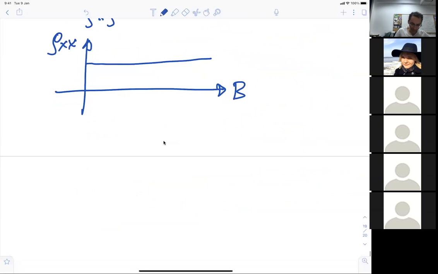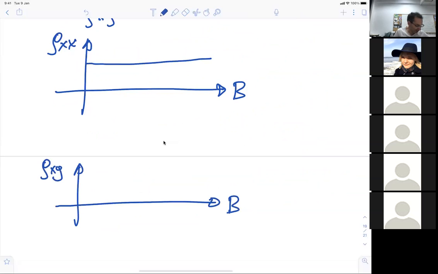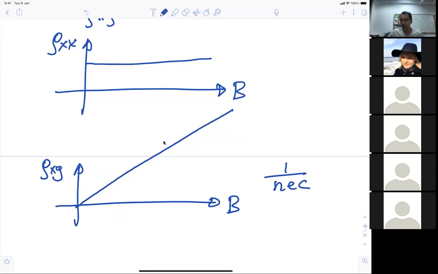And if I draw rho xy as a function of magnetic field in this model, it's a linear function. And the slope of this linear function is proportional to 1 over NEC. So the only information it knows about this system is the concentration of the carriers.